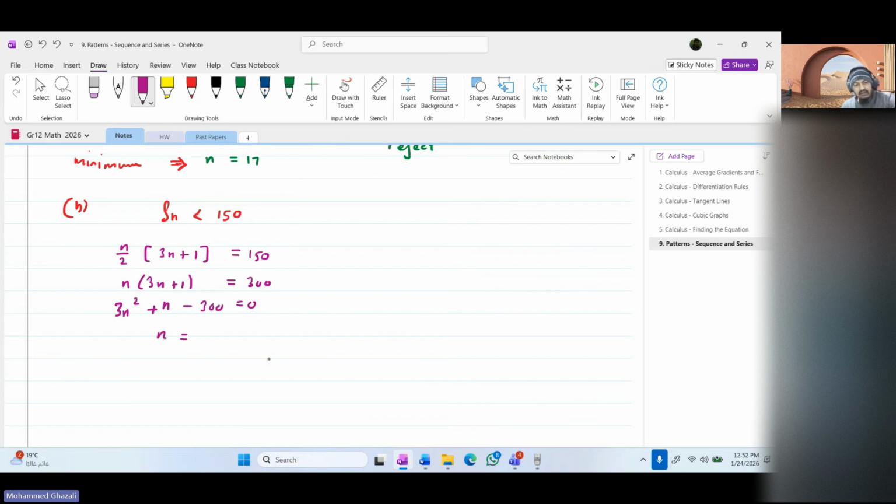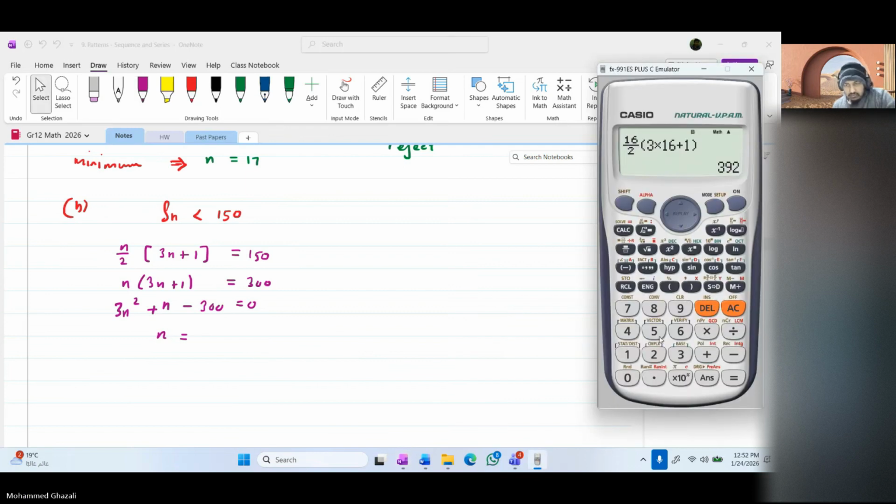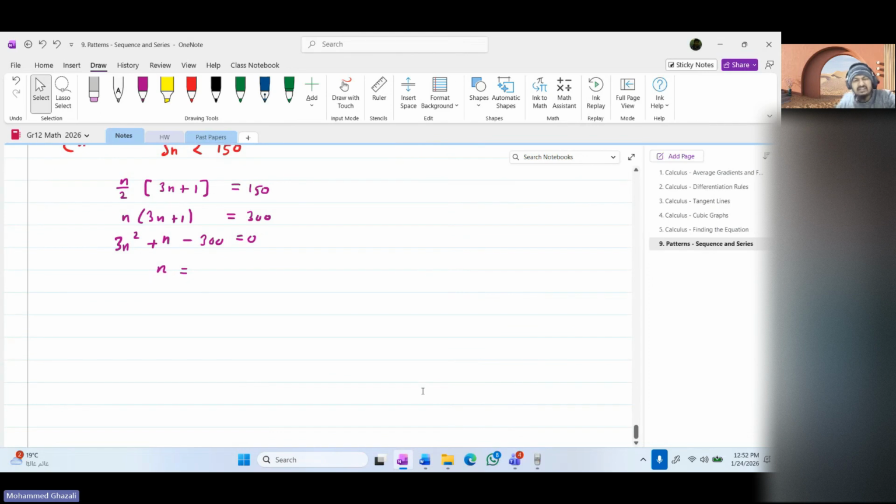Now, solving for n, I don't know if this will factor out. Let's check. 3, 1, negative 300. Again, it doesn't factor out, so quadratic formula again. Not necessarily do you always have to use the quadratic formula. In these scenarios, you have to. So minus b, let me just write down the quadratic formula, minus b plus or minus the square root of b squared minus 4ac, divided by 2a.